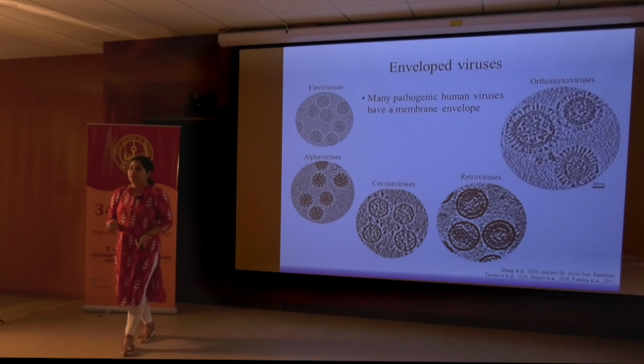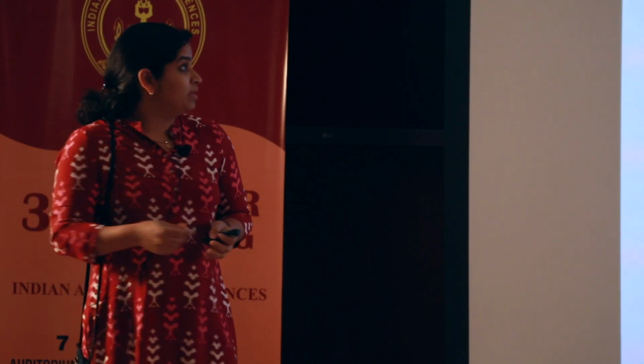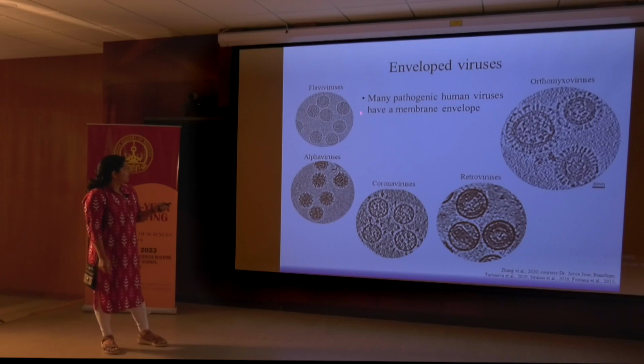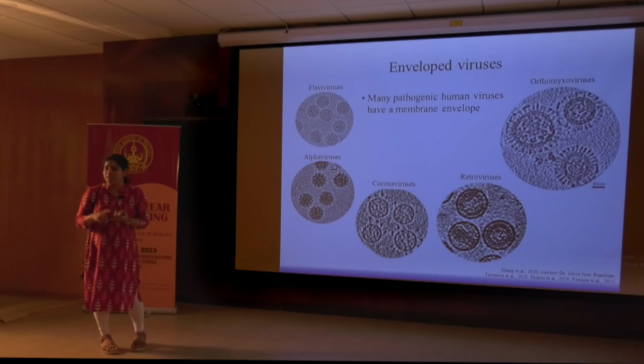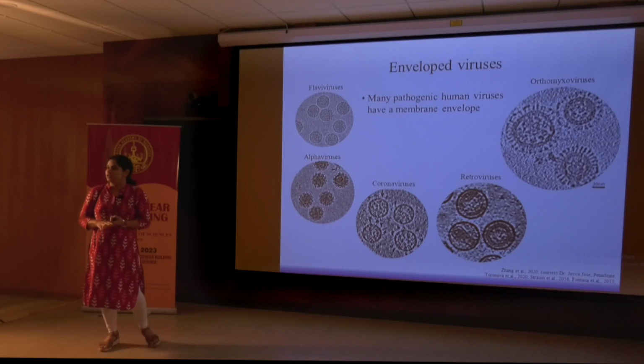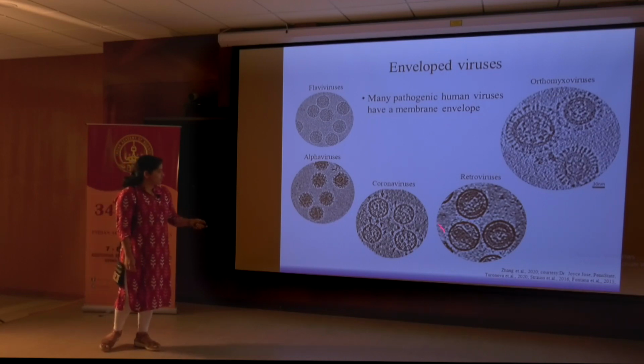So my primary interest is in enveloped viruses, and there are a lot of different examples. I've just put up a few examples here that all of you might be familiar with. On the very top left, we have flaviviruses, which include dengue, Japanese encephalitis virus, and Zika virus, for example. We also have alphaviruses down here, the best example being chikungunya virus, which most of you must have heard of, and then the infamous coronaviruses down here.